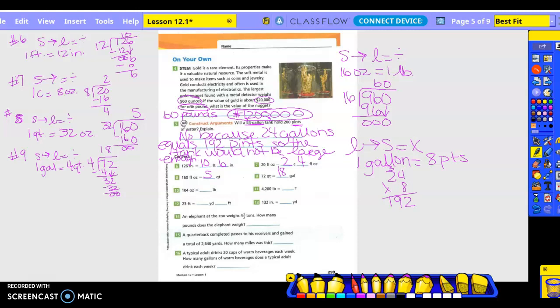Okay. Number 10. We are going from ounces to pounds. So we're going smaller units to larger units or larger to smaller units? Smaller to larger. So we're going to divide. Okay. 1 pound equals how many ounces? Equals 16 ounces.